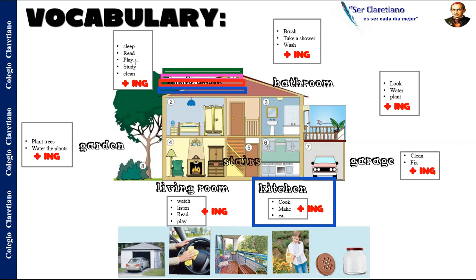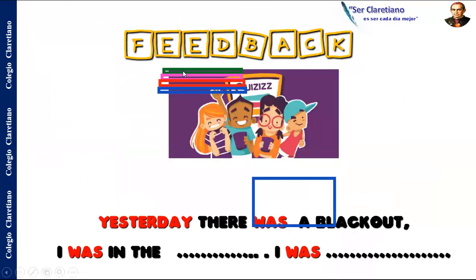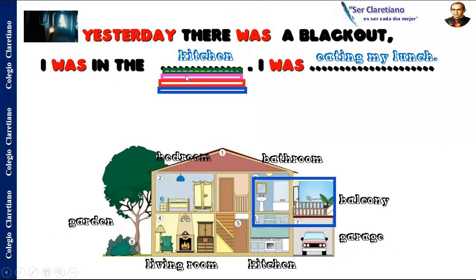Good. Remember, please, you can use different ideas. Sleeping, reading, playing, studying, cleaning, planting, watering, watching, making, eating, taking a shower, brushing, looking for the stars, watering the plants, planting flowers, cleaning, fixing, okay? You can use different ideas in your conversations. Depends on the room. We are going to practice now these examples, okay?